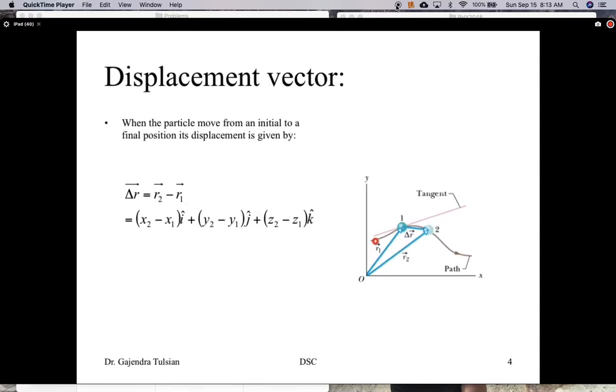So if the brown line is the trajectory of the particle, and the particle is here at instant 1 and there at instant 2, the displacement vector is defined as delta r, which is a vector pointing from the first location to the second location, and that's equal to r2 minus r1. So there is the displacement vector.